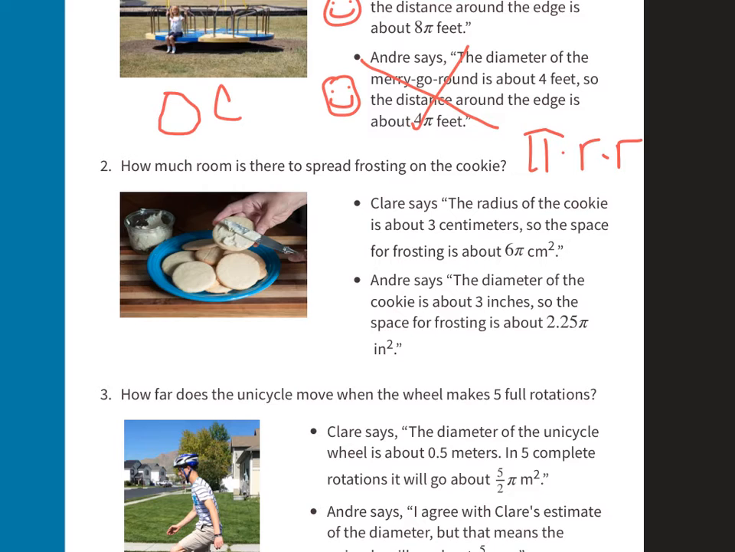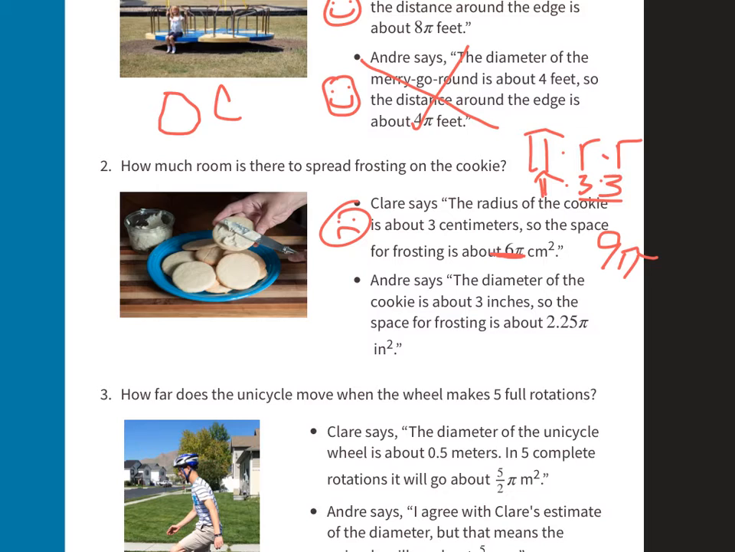So the radius of a cookie is about 3 centimeters, so the space of the frosting is about 6 pi centimeters. So radius is 3, so pi times 3 times 3, well 3 times 3 is 9, and 9 times pi is 9 pi. Ooh, she got 6 pi. Bad news for Claire.